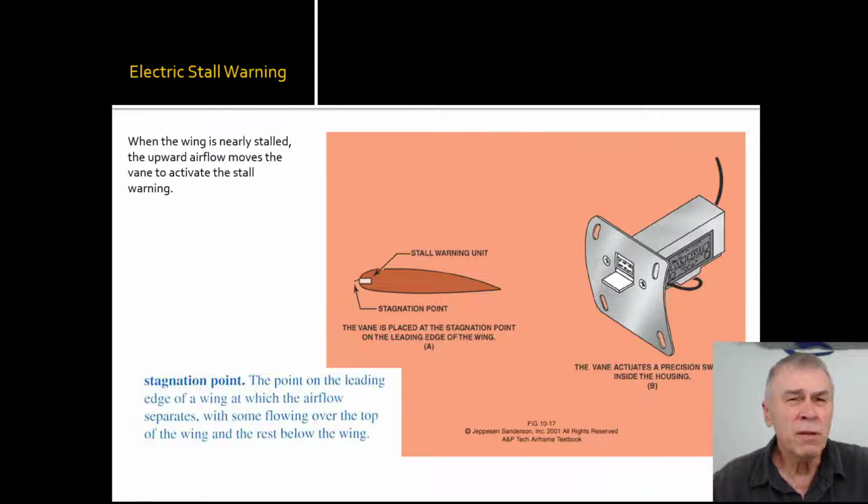When the wing is nearly stalled, the upward airflow moves the vane to activate the stall warning. Okay, we're talking about the stall warning vane pictured here to the far right. You can see the little vane at the tip of the leading edge of the wing, and it is attached to the unit, which you can see a larger version here.